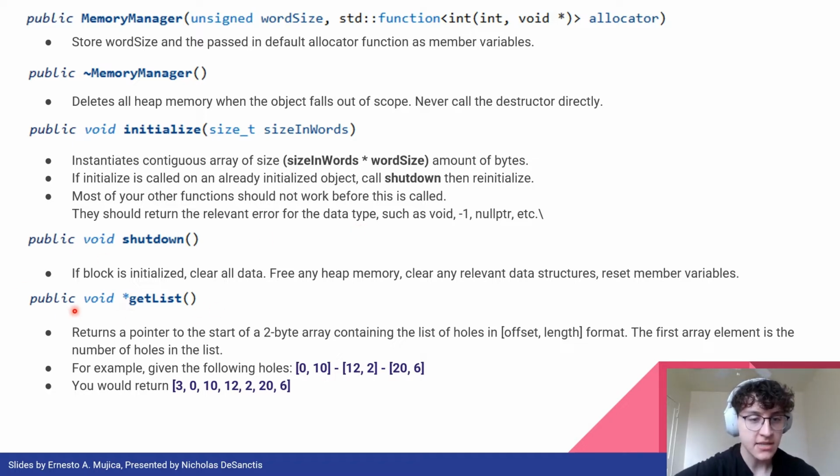Then we have getList. This is one of the most critical functions to understand in this project because of how frequently it's used in other functions. So this returns a void pointer to the start of a 2-byte array that contains the list of holes. So the first element should be the number of holes in your block, and the following numbers are going to be pairs representing the offset, as in where the hole starts relative to the beginning of the memory block, and the size, as in how long or how large the hole is.